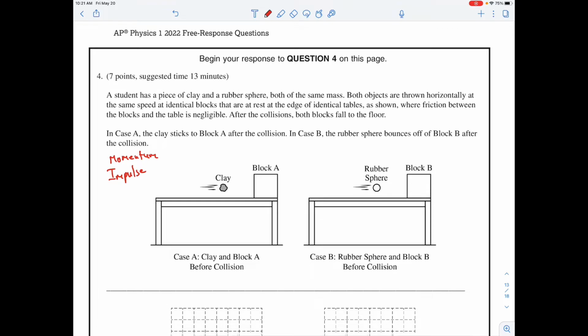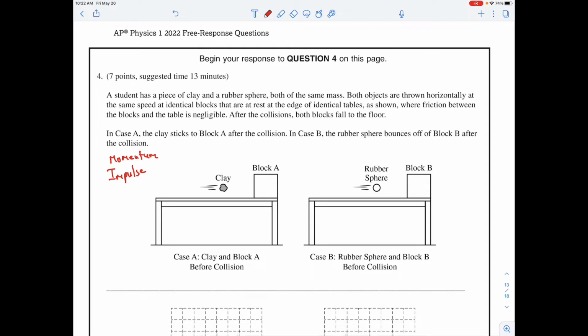I think I've seen something similar to this. Yes! I gave my kids some homework like this. Oh, snap. Yeah, clay stick, rubber ball, it's going to bounce. I'm pretty sure they're going to ask which one had the greater something, and the answer is the rubber ball. It's so easy.